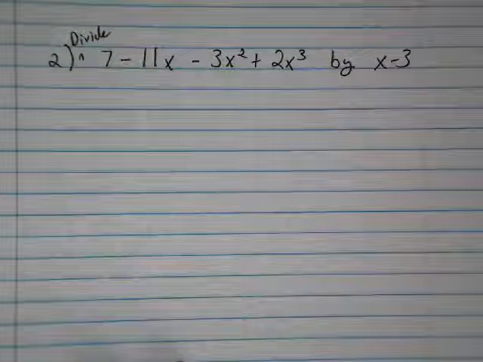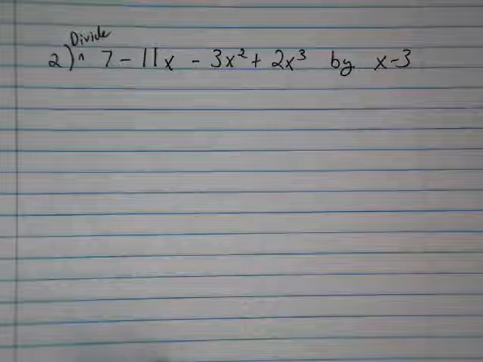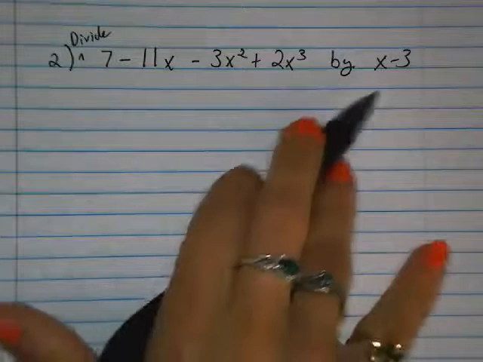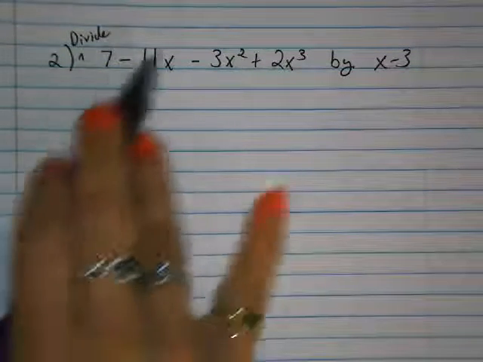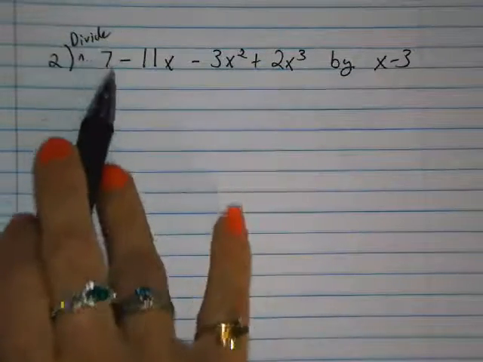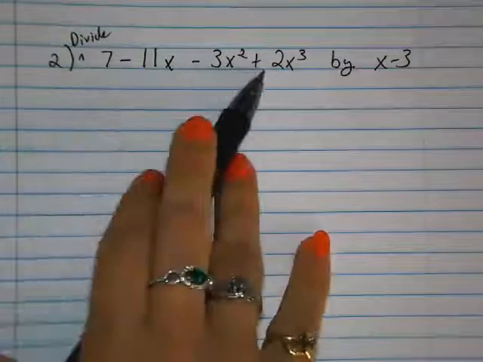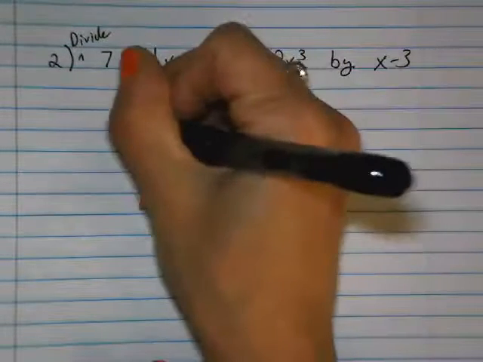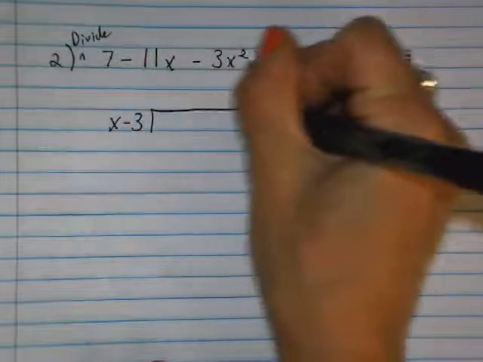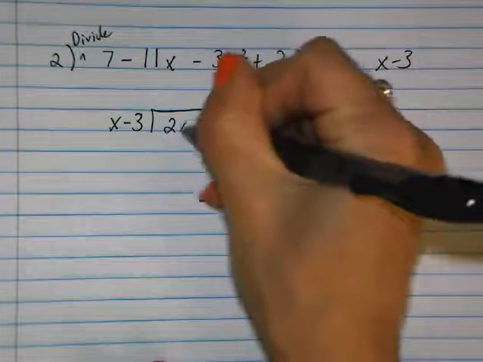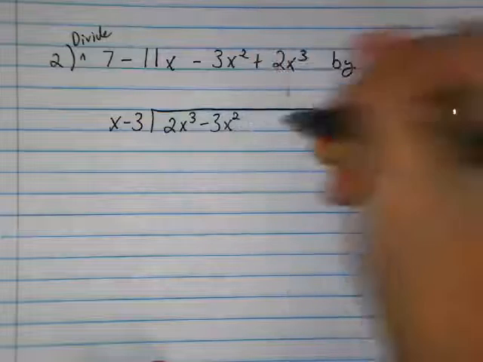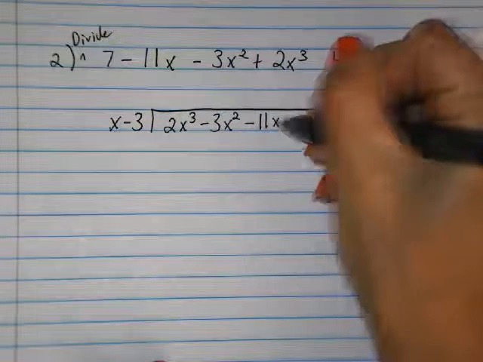So, ready? Step 1. Let's go ahead and put it into the bar, and I want to make sure that everything is in order. Can you see right now these guys are out of order? So I start with my constant and I work my way to the highest term. Alright, so I'm going to put x minus 3 on the outside, and I'm going to put 2x cubed minus 3x squared minus 11x plus 7.